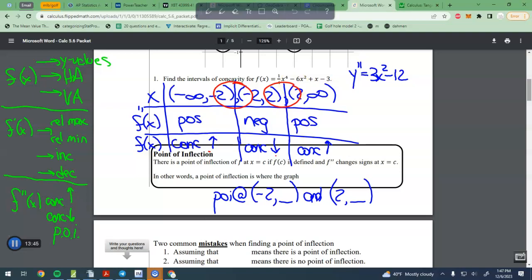I'm not worried about plugging negative 2 into that mess. It's not that bad, but questions on the rest of it?